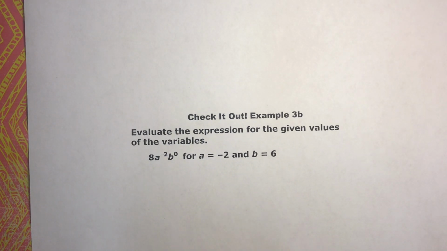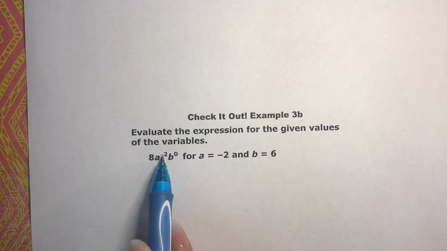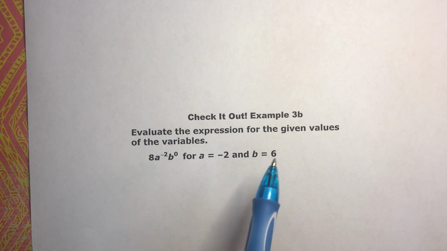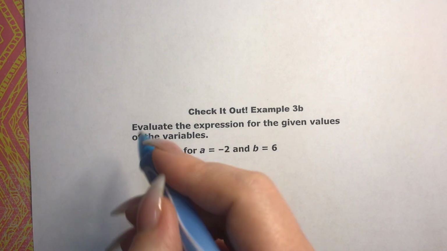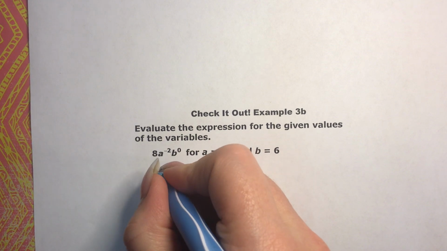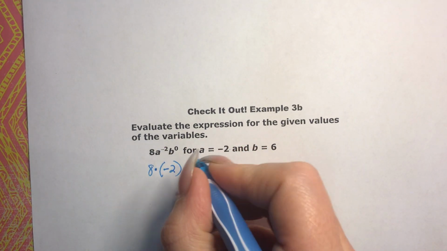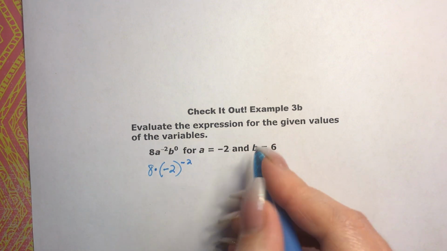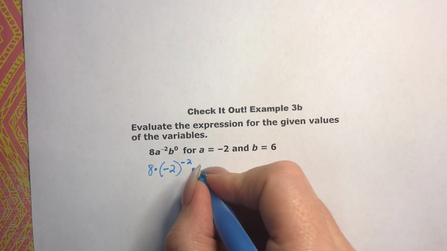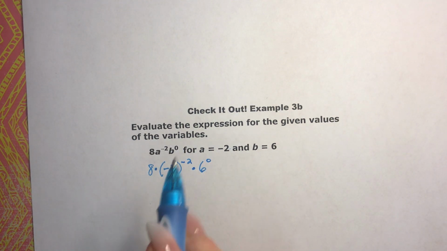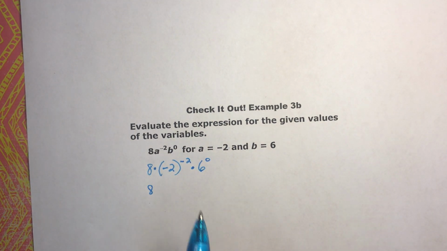Okay, on to the next one. Here we have 8 times a to the negative 2 times b to the 0 power for a is equal to negative 2 and b is equal to 6. We're going to substitute those values in. We get 8 times, negative number, so we're going to put it in parentheses, to the negative 2, times 6 to the 0 power. Okay, one thing at a time. Can't do anything with that 8. I'm just going to rewrite it.